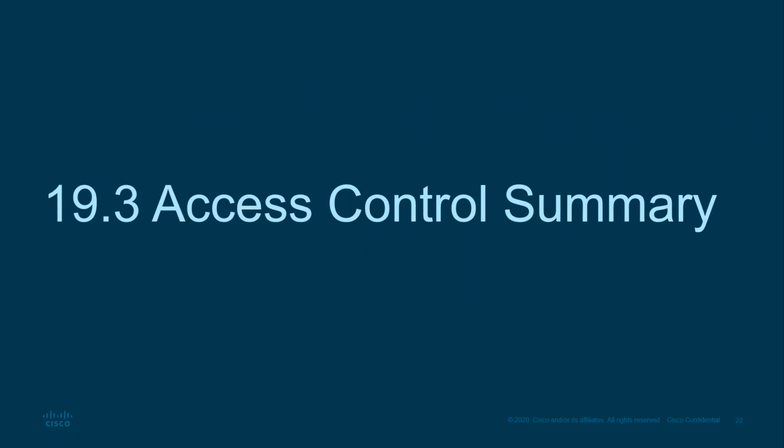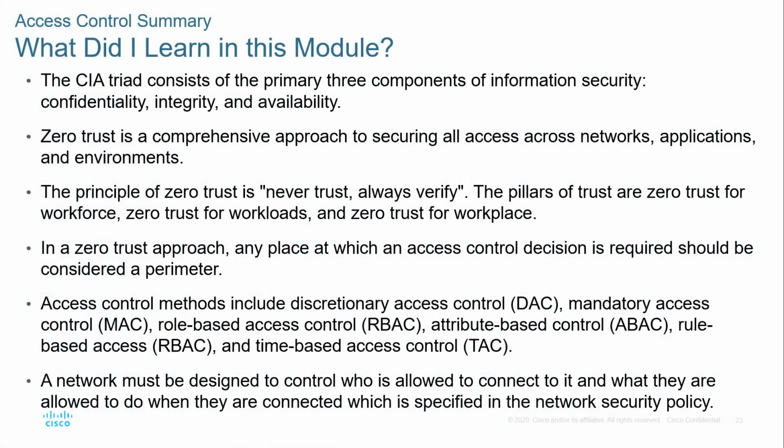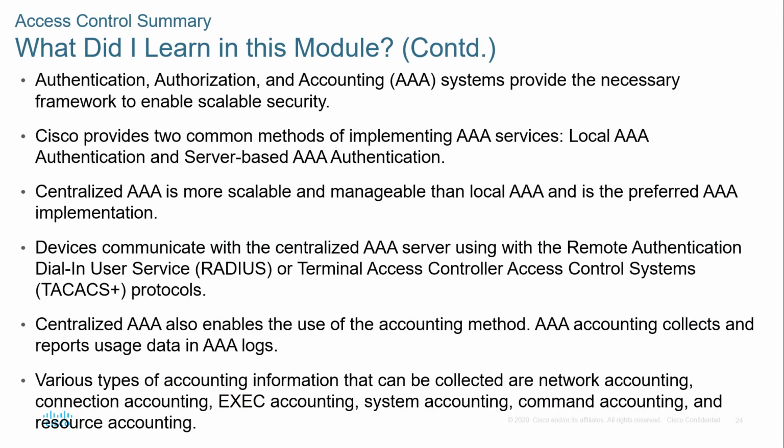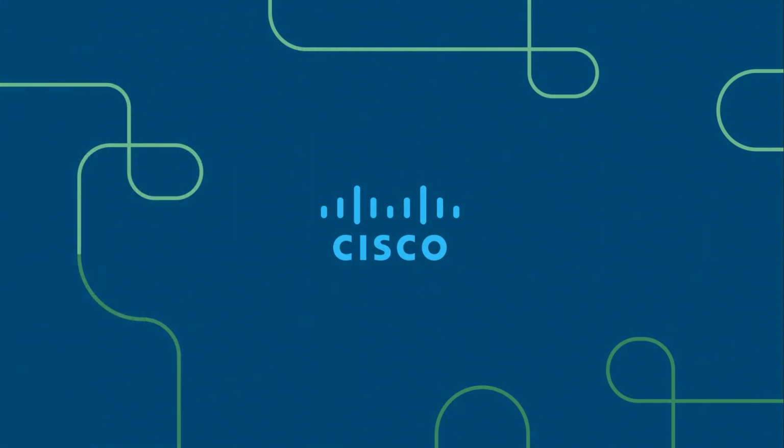So that is it for this module. We talked about the CIA triad, we talked about the principle of zero trust, we looked at different access control methods, we looked at AAA and its different fields, and that is all for this module.